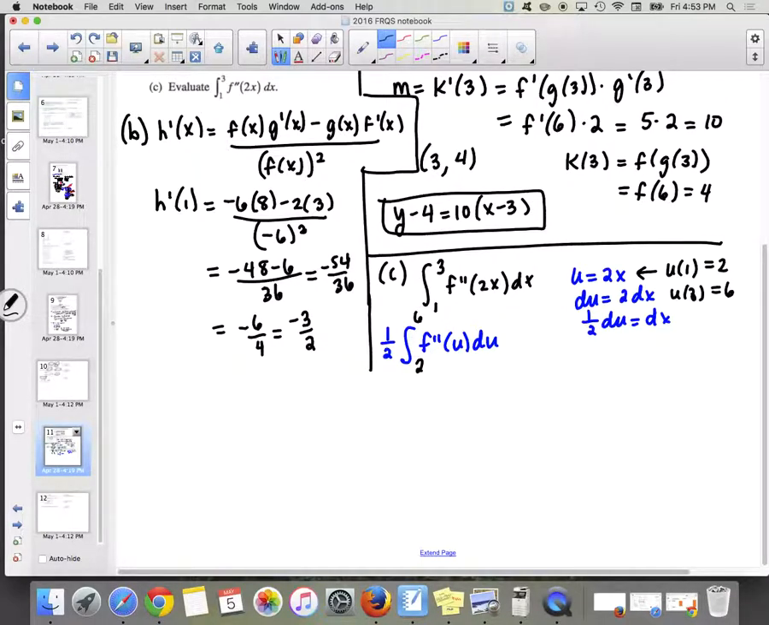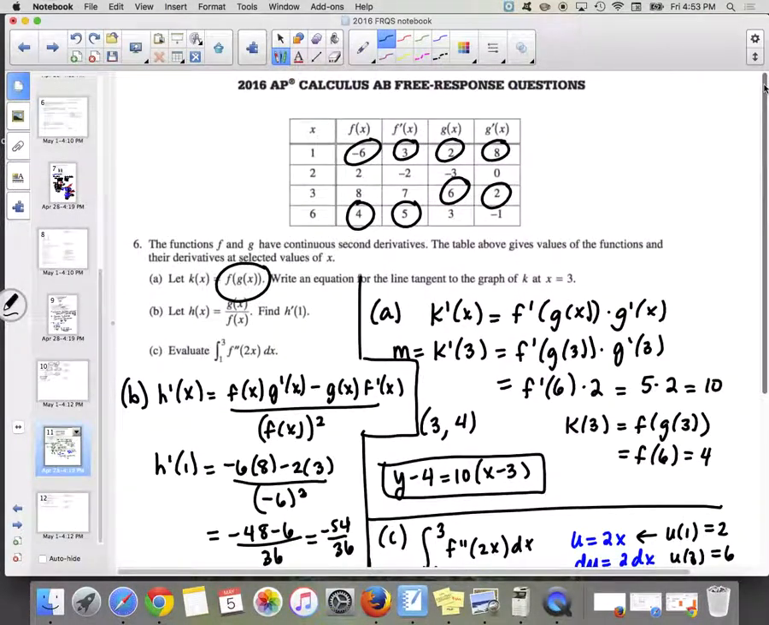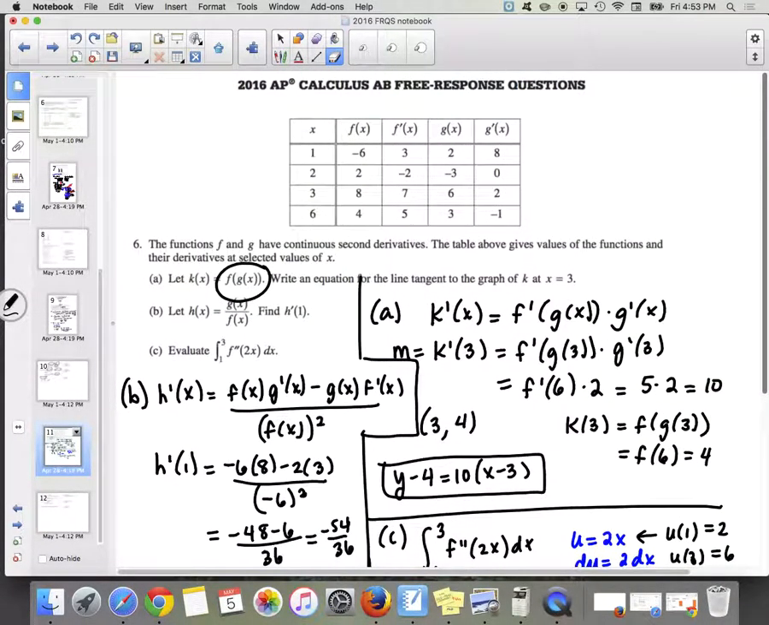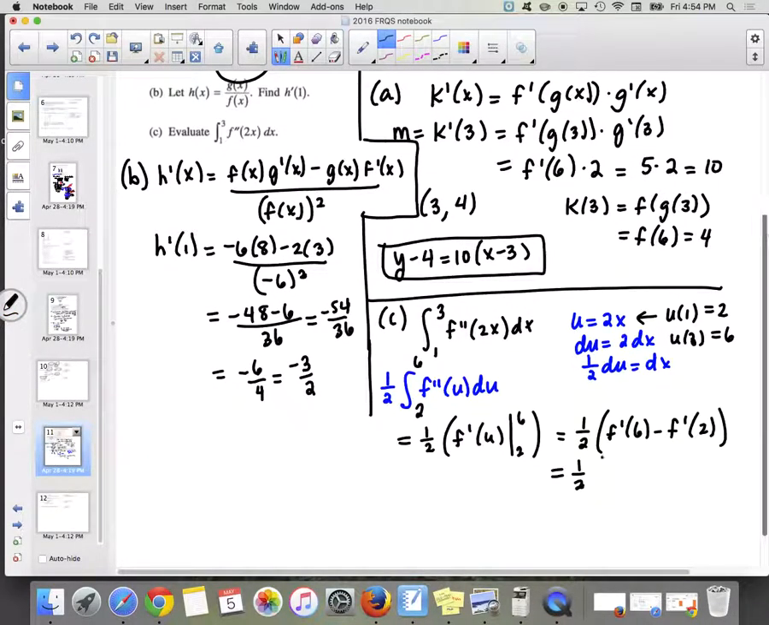Now we can integrate. We know how to integrate f double prime. We know that it's f prime. But like I said, a lot of students forgot that 1/2 out front. So I'm going to get f prime of u, and that's going to go from 2 to 6. So it's going to be 1/2 of f prime of 6 minus f prime of 2. So it's 1/2, and then we go back to the table, and we find f prime of 6 and f prime of 2. f prime of 6 is 5, and f prime of 2 is negative 2. So we have 5 minus a negative 2, which becomes 7, so our answer should be 7 over 2.